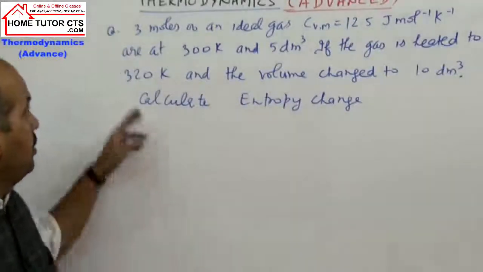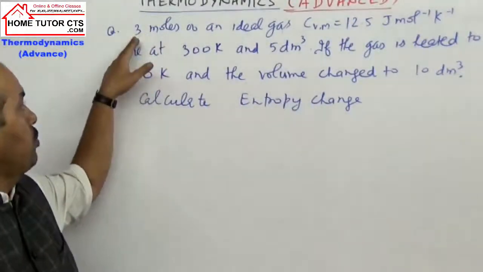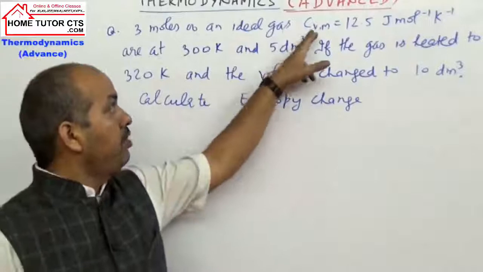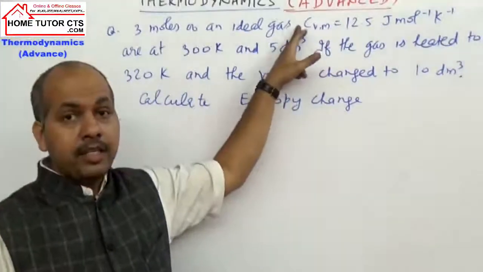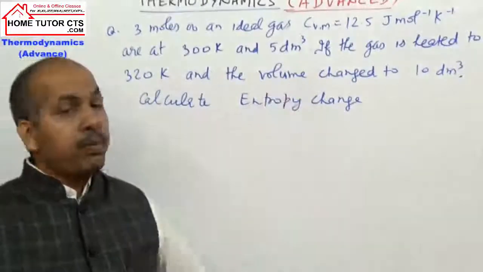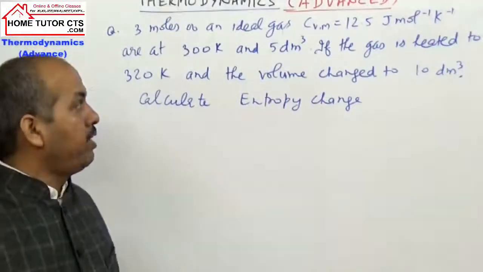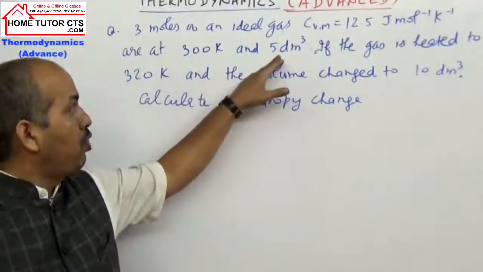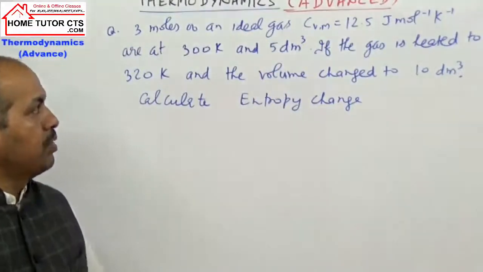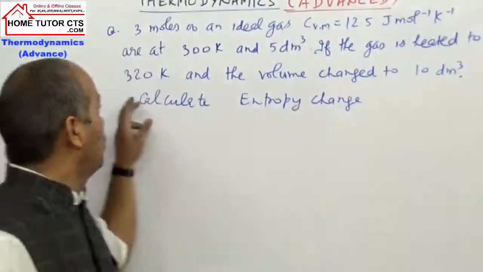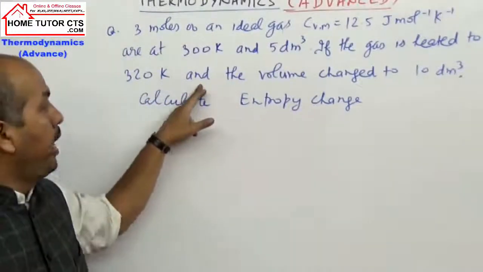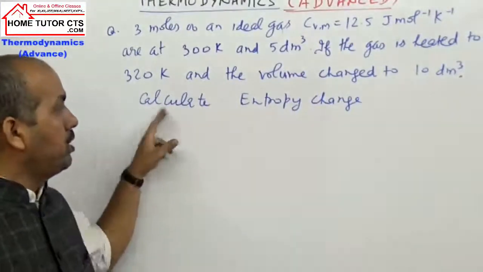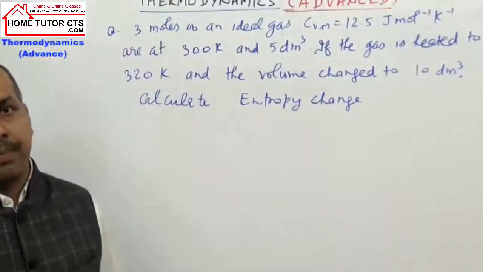Now let us take our next question in advanced portion. Now coming on first question. Write down the question. 3 moles of an ideal gas. For the gas, Cv,m, the molar heat capacity at constant volume, is given as 12.5 joules per mole per Kelvin. At 300 Kelvin it has volume 5 decimeter cube. If the gas is heated to 320 Kelvin and the volume is changed to 10 decimeter cube, then calculate the entropy change for this process.